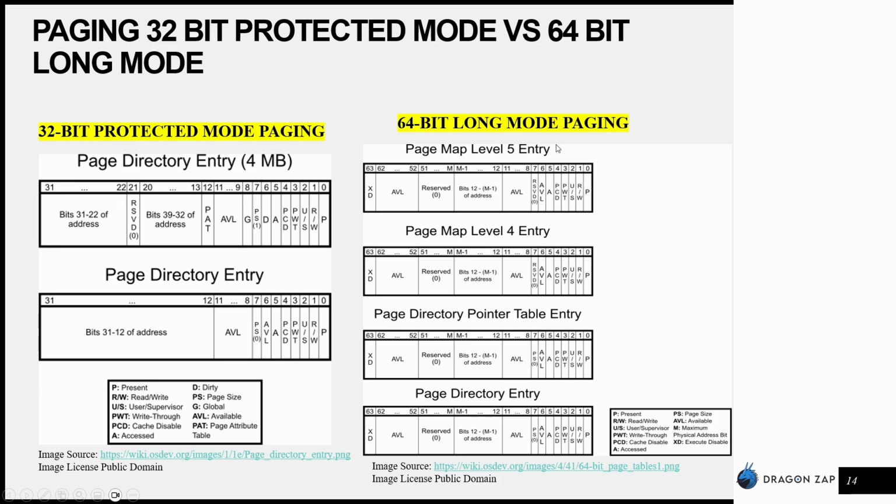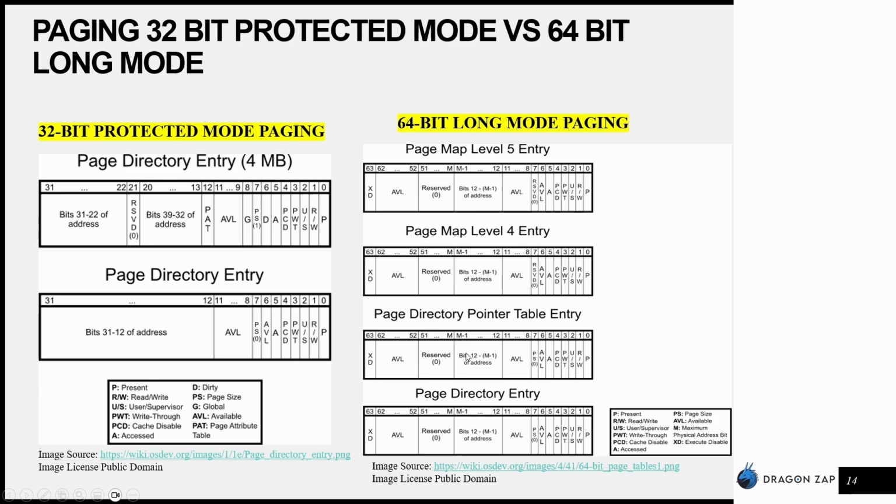In 64-bit long mode, things are a little different. We can ignore page map level 5 because we're not going to be dealing with that in this course. Essentially, our page tables start at page map level 4. The page map level 4 has 512 entries, not 1024. That's an important difference between protected mode and long mode.